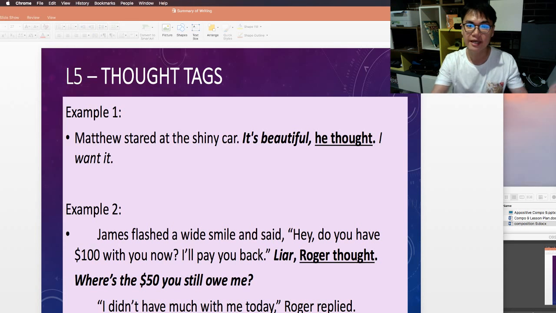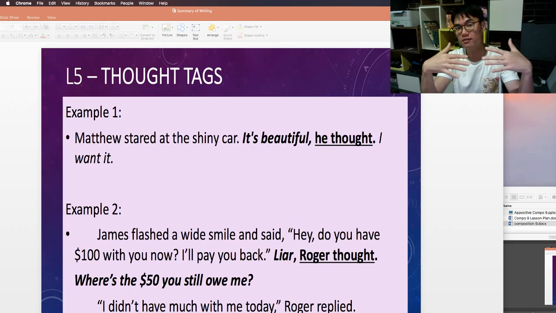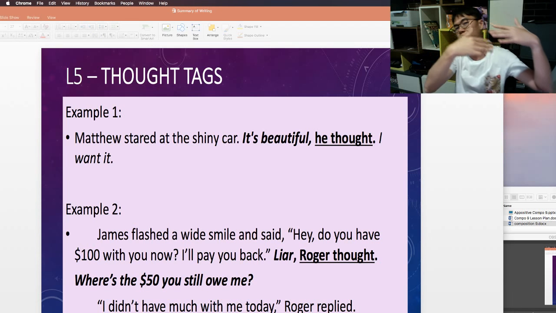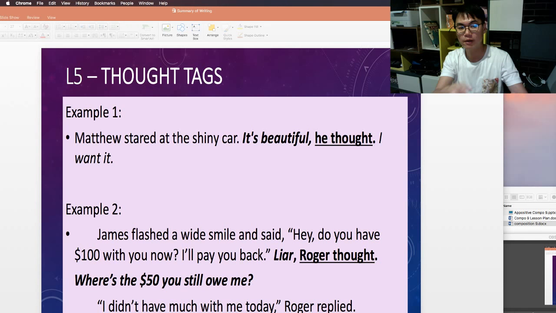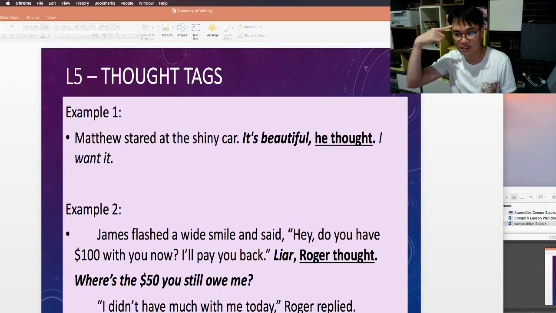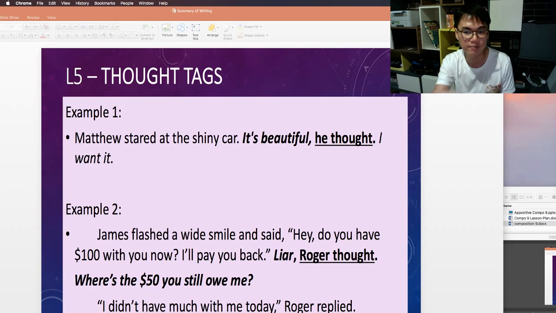Thought tags and dialogue very often come together, right? You can have someone saying something and then someone thinking about what that person is saying. Like what happens in example 2, right? You can see in example 2 over here that James is saying something and Roger is thinking but not saying it out. He didn't call James a liar, but he thought that James was a liar.